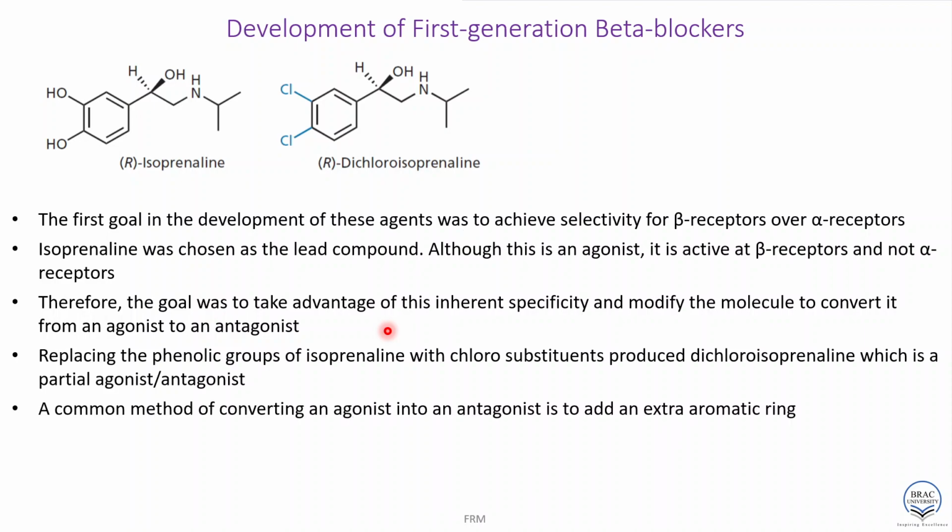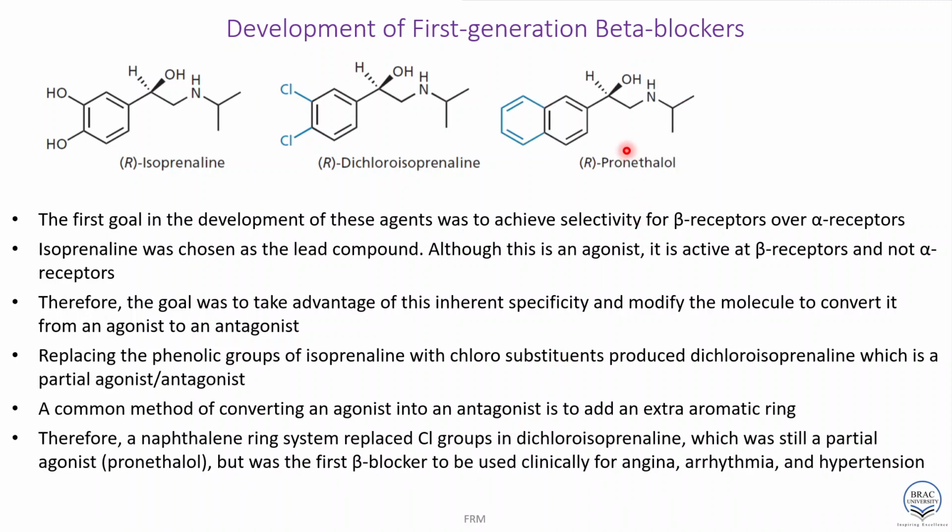Next, we added an extra aromatic ring here. It is a common approach to convert an agonist to an antagonist by adding different heterocyclic or aromatic groups. Then we added another group which forms a naphthalene group. So this double benzene is naphthalene. This produces pronethalol.